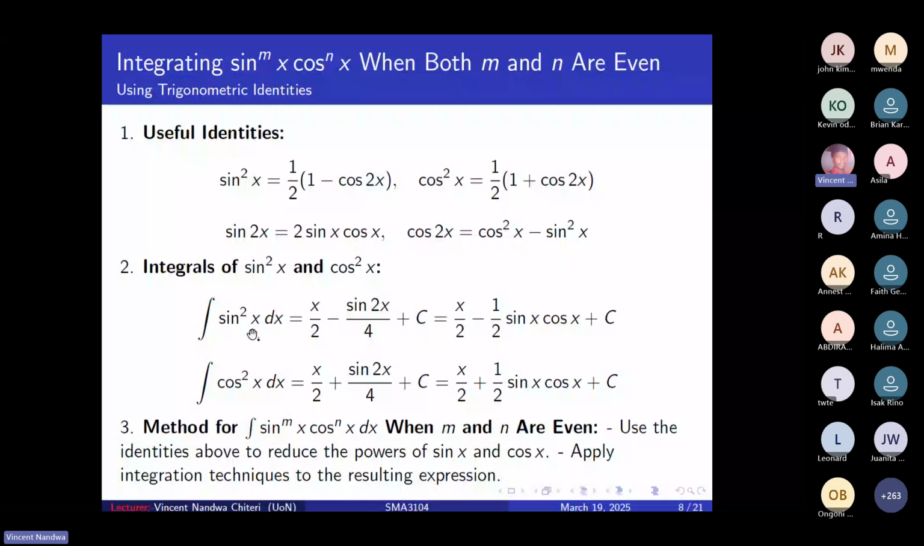And when you reduce sine 2x as 2 sine x cos x, then you can rewrite the same answer as x over 2 minus 1/2 sine x cos x. The half comes in because this part will have 2. So 2/4 is what is giving us a half.